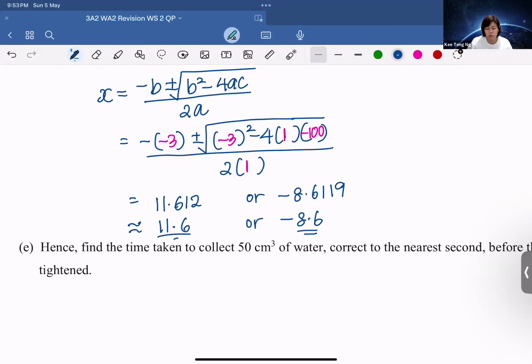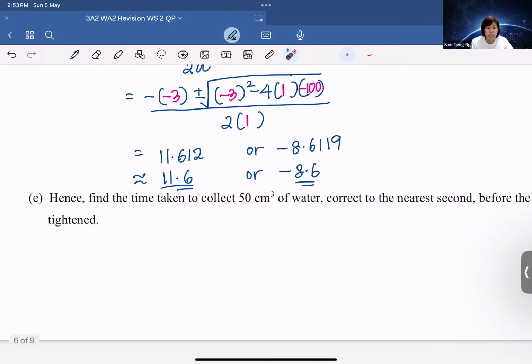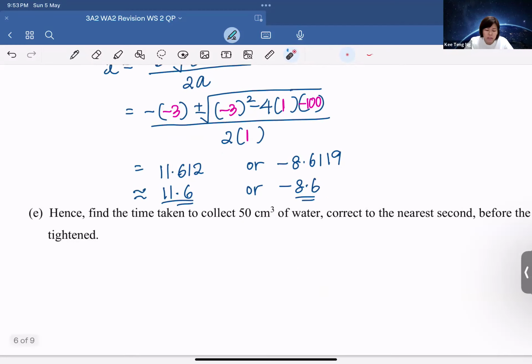All right, so I'm solving an equation. They did not ask me to reject the numbers or whichever, they just asked me to solve the equation. So these are my two answers. But the question in the next part says hence. Hence, what does that mean? Meaning you have to use the answer from the previous part.